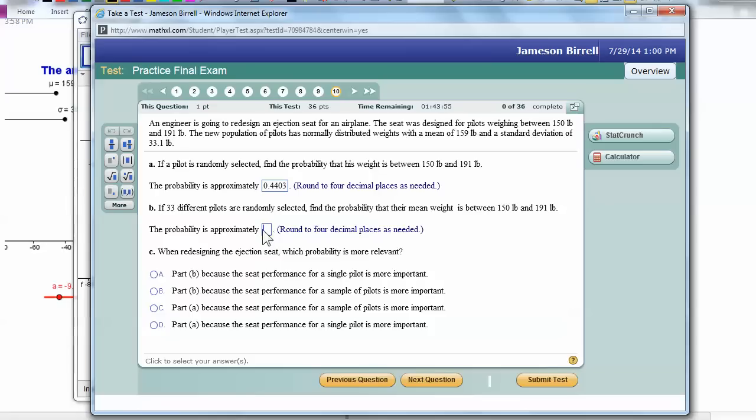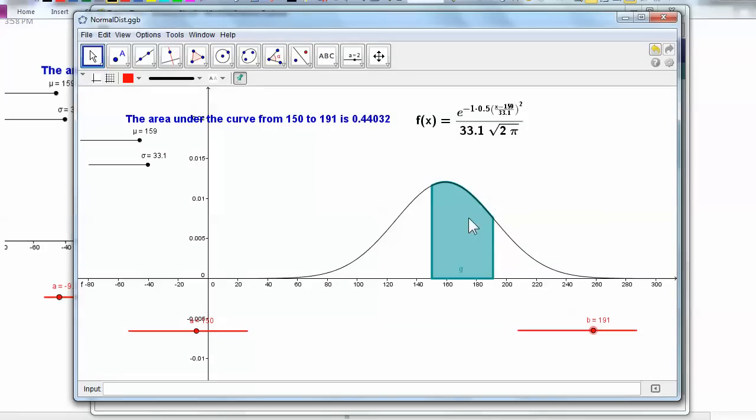Okay, and then they ask another question, and this is going to allow us to apply the central limit theorem. It says, if 33 different pilots are randomly selected, find the probability that their mean weight is between that same range. So what we're going to have to do here is consider a distribution, well, not this distribution, I'm sorry, we're going to have to modify it a little bit.